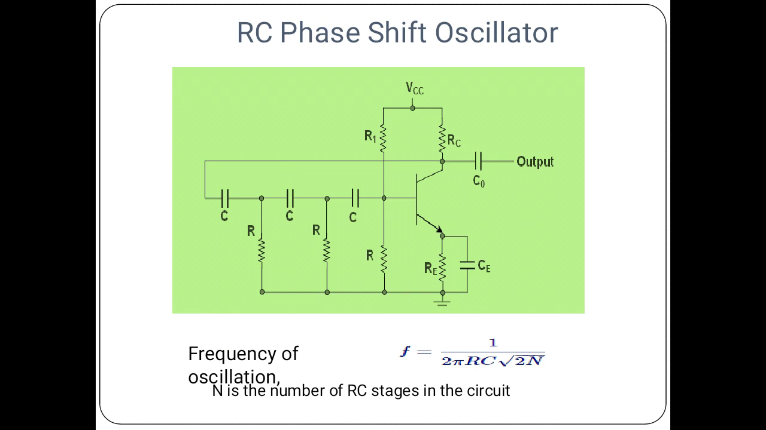To start the operation, initially an external source is connected to the base of the common emitter amplifier, which produces 180-degree phase shift to the input signal. In order to satisfy the Barkhausen criterion, this signal is given to the feedback network, where the feedback network should produce another 180 degree.